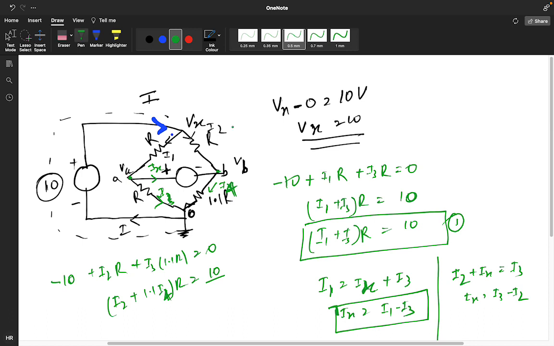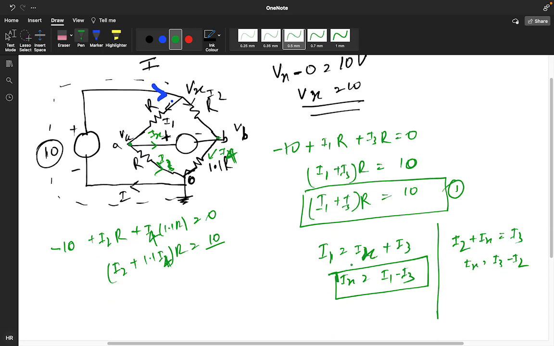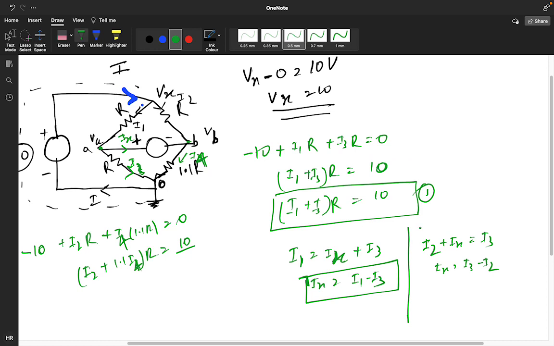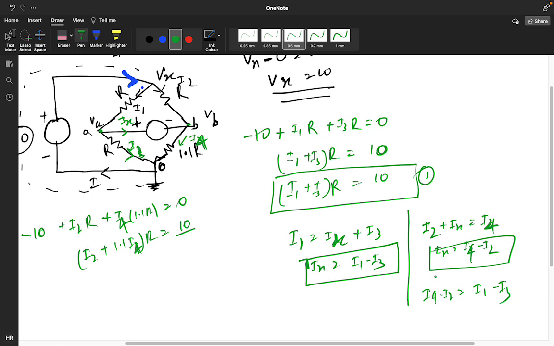Now if you apply KVL in this particular loop, you will get minus 10 plus I2 R plus 1.1 into I4 into R equals 0, so I2 plus 1.1 into I4 into R equals 10, and one particular equation is this. Now I1 is equal to Ix plus I3, and another equation you are getting is I4 minus I2. So you are getting one relation.